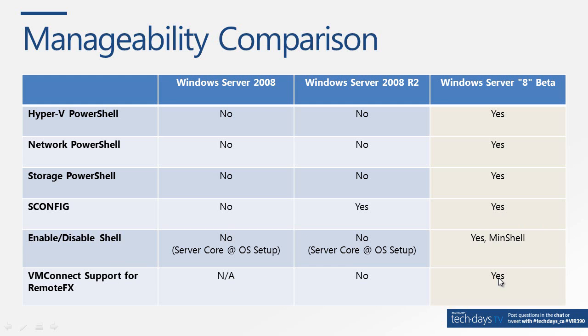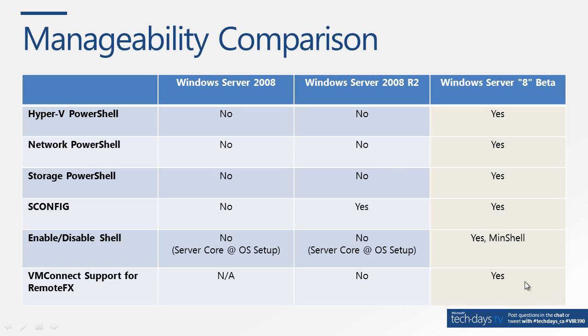So the VM Connect application is that application that you use from within Hyper-V Manager to connect to a VM and actually display its screen. If you were using Remote FX before, you actually couldn't do that. You'd have to RDP into the particular virtual machine. The VM Connect application now does in fact support Remote FX, so that's an enhancement that we made in Windows Server 8 Beta.